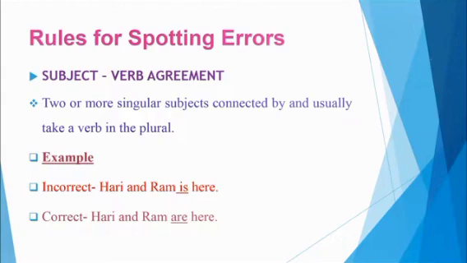So in this sentence, Hari and Ram are two singular subjects connected by and. So usually we have to put a verb in the plural form. So what is the plural verb here? Yes, are is the plural verb here. So Hari and Ram are here. It is the correct sentence.